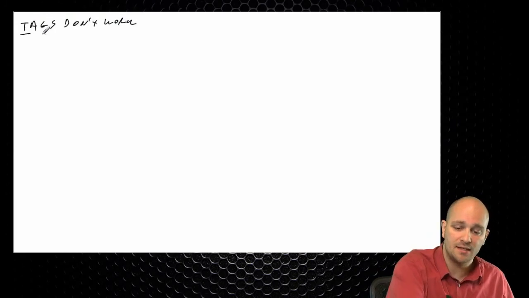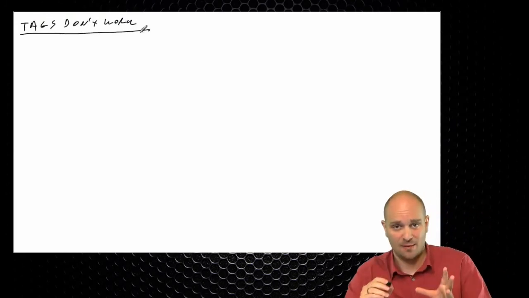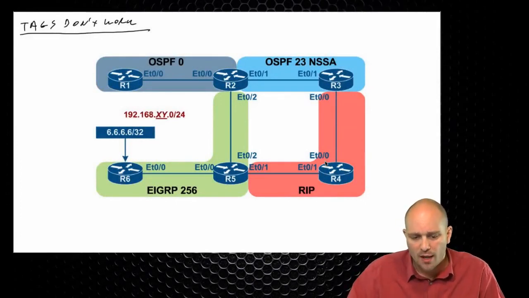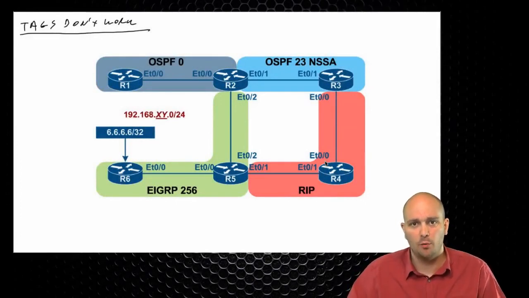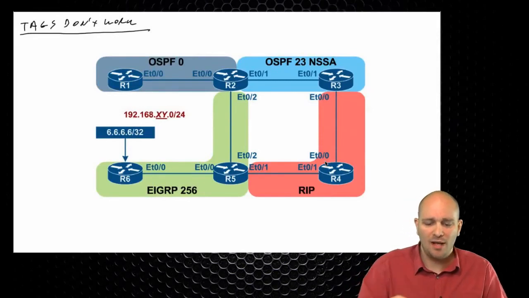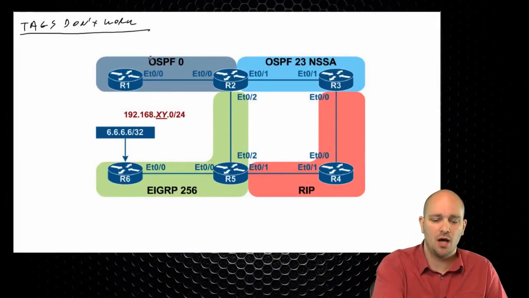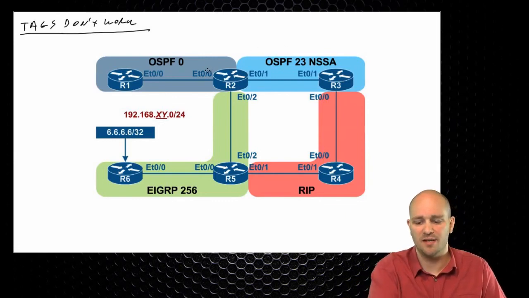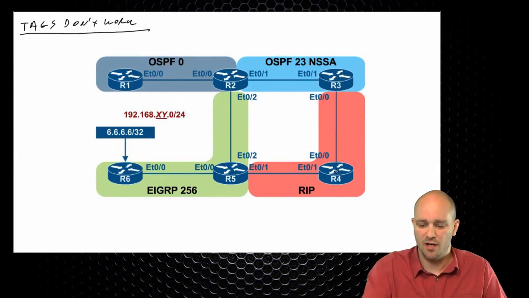And as I'm saying, this is just one example of it. This is the example that I'm going to be using to show you how you may actually have trouble with tags stopping the routes. So let's say that you have a scenario in which R1 and R2 are running OSPF area 0, R2 and R3 are running OSPF area 23 as an NSSA, and you have R3, R4, and R5 running RIP, and then we have R6, R5, and R2 running EIGRP.